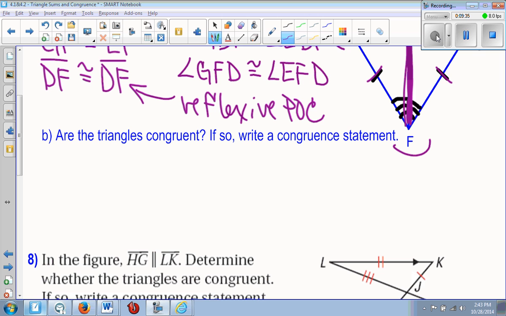So part B wants you to say, are the triangles congruent? The answer is yes. And the reason why is because all 6 corresponding parts are congruent to each other, all 3 pairs of angles, all 3 pairs of sides. And it wants you to write a congruent statement.